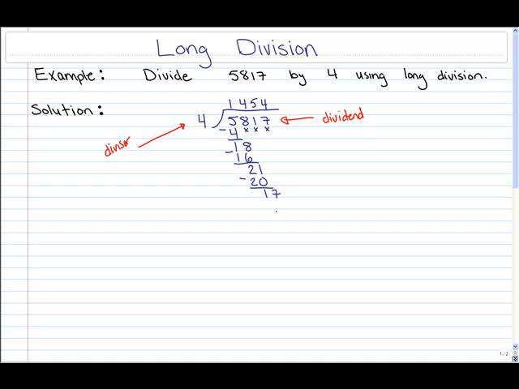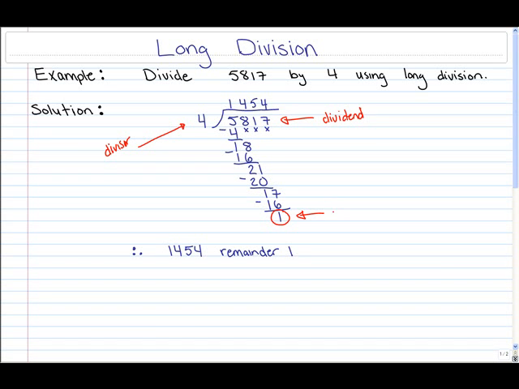Now 4 times 4 again gives us 16. We subtract these two numbers and we get 1. Now you'll notice that there's no more numbers in the dividend to bring down. So there's a couple ways that you can write this answer. We can either write this answer as, my answer is therefore 1,454 with a remainder 1.